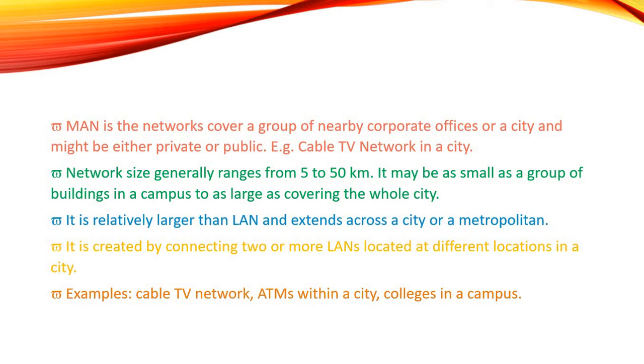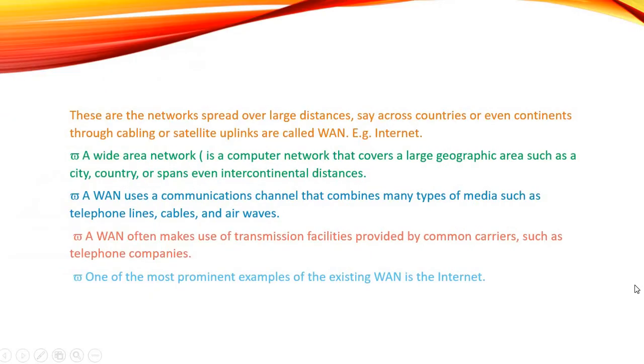Means relatively LAN is larger, okay, and comparatively MAN is smaller. In short, MAN is covering only metropolitan area, so city to city we can communicate. If we want to communicate with a person who is abroad, so through MAN it is not possible. Okay, so that is a difference. Now examples are over here, that is a cable TV network, ATM within the city, college in campus. So these are the examples of MAN.